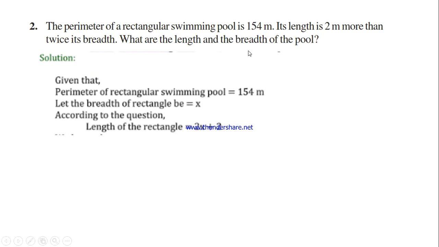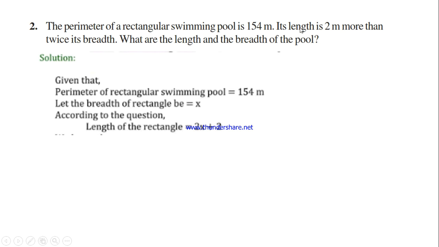To find the dimensions, first let's use the tips from the given question. Its length is 2 meter more than twice its breadth. In which dimension we don't know? Breadth. So the unknown dimension let's take as x, the variable. Let the breadth of the rectangle be x.